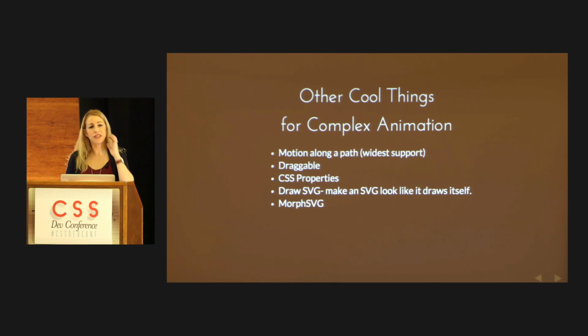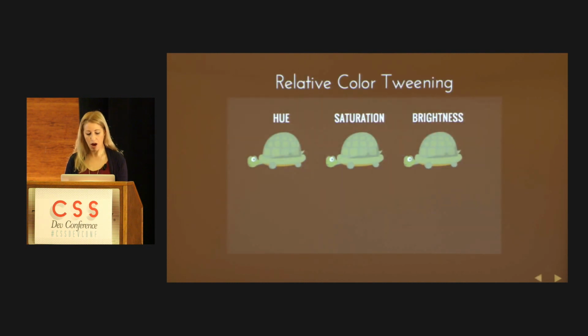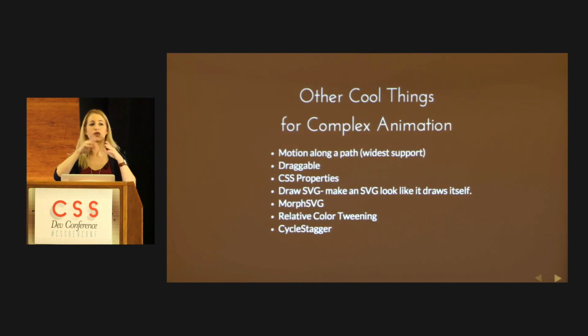There's also MorphSVG, which I think kind of hits it out of the ballpark. It's probably the only animation library that can take things with different numbers of points and make them very fluidly morph one into another. There are other animation libraries that offer that morphing, but not with all of those inconsistent path points and so beautifully. It also has relative color tweening. I'm going to go into more detail about relative color tweening. Oh, and cycle stagger, which is like you can have a couple things stagger in a few different ways.